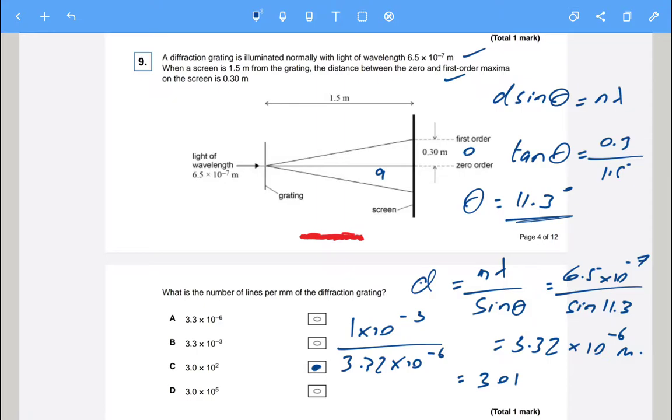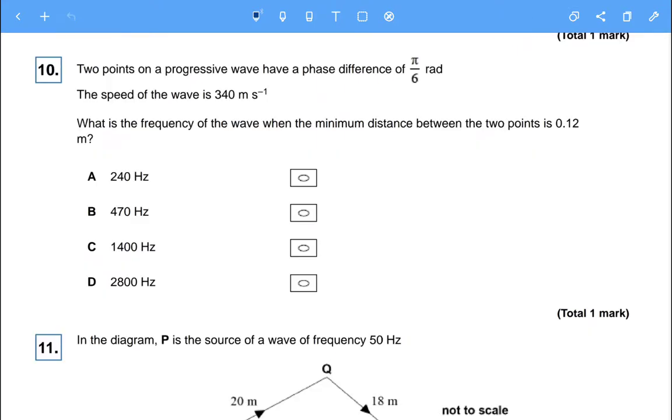So let's do one more, last one. On this one we've got 2 points on a progressive wave. Now a wave like this, from beginning to end, the phase difference of the full wave is 2 pi radians. That's for a full wave. So the 2 points on the wave are pi by 6 radians apart, which is a 1/12 of the wave, so they're pretty close together. And then it gives you the distance between the 2 points, 0.12 meters.